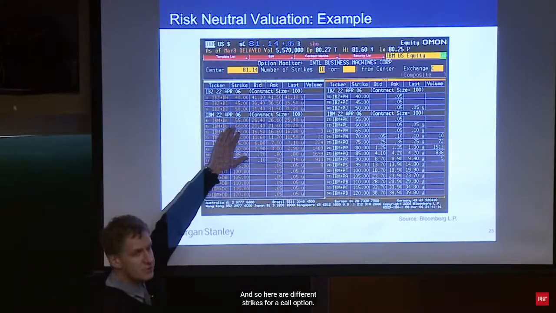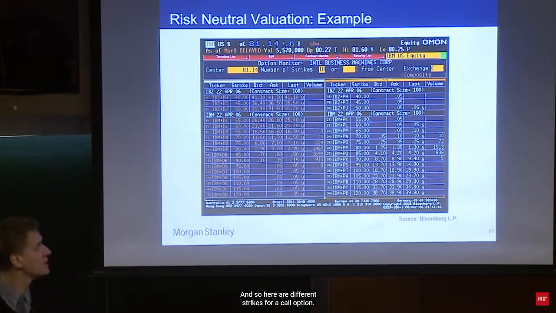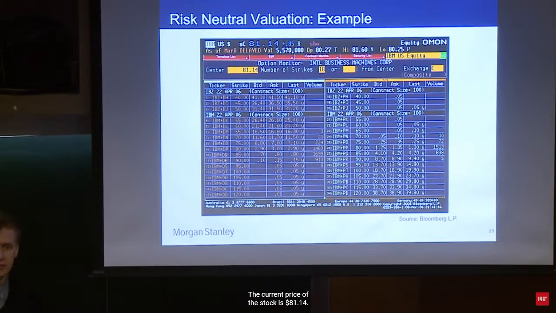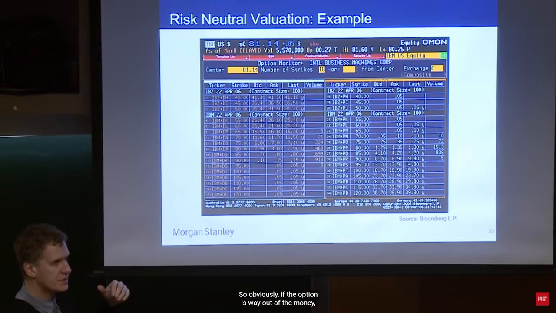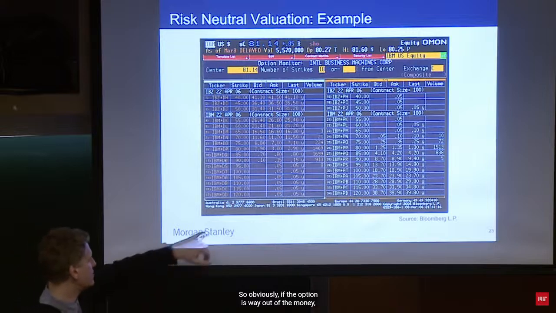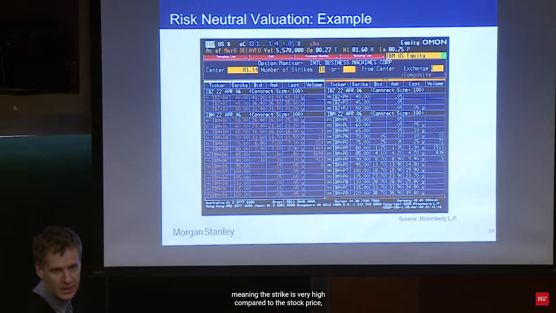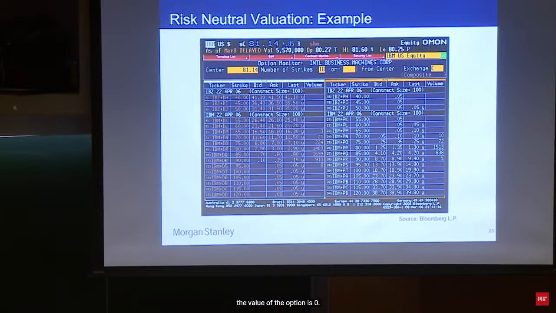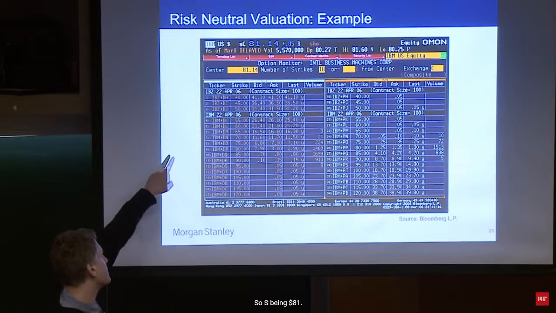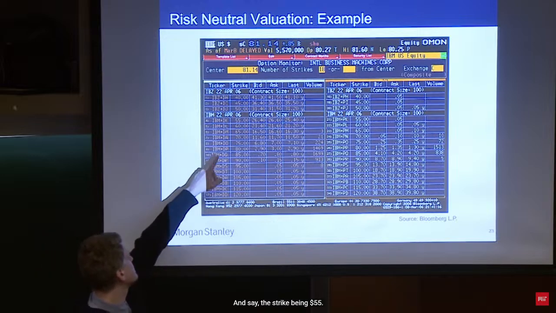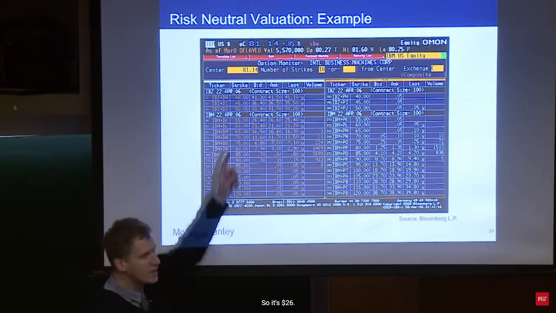So here are different strikes for a call option. The current price of the stock is 81.14, and here are the strikes of the call. Obviously, if the option is way out of the money, meaning the strike is very high compared to the stock price, the value of the option is 0. If it's way in the money, in fact, it is just S minus K. So S being 81, and say the strike being 55, it's 26, right?